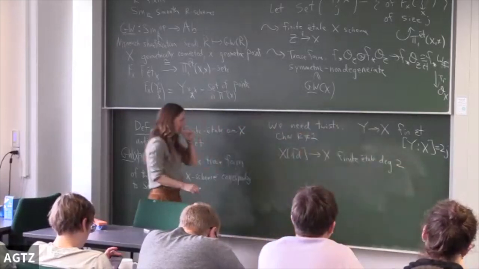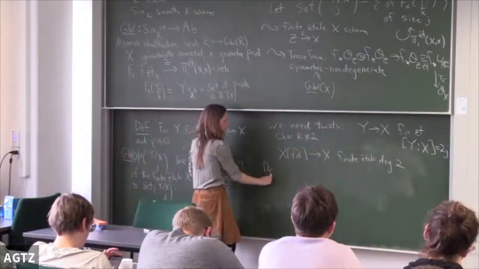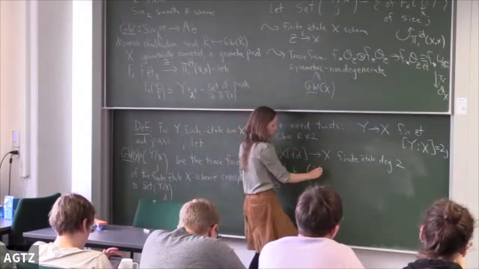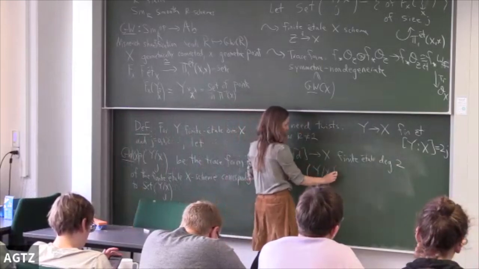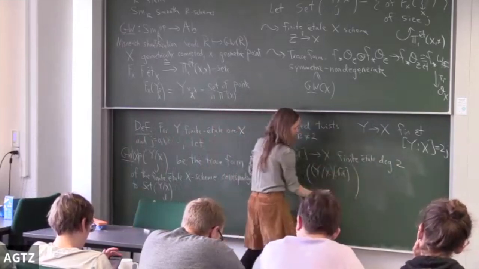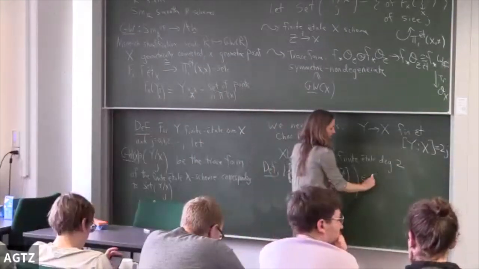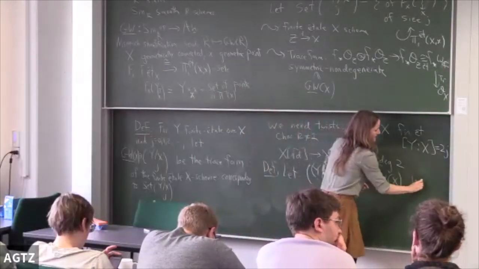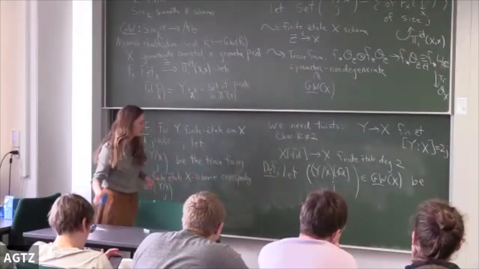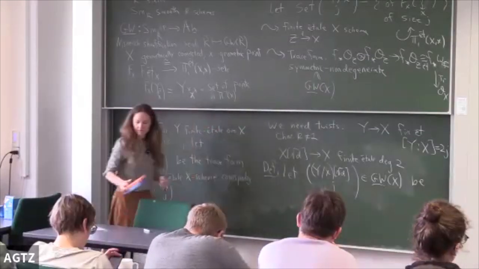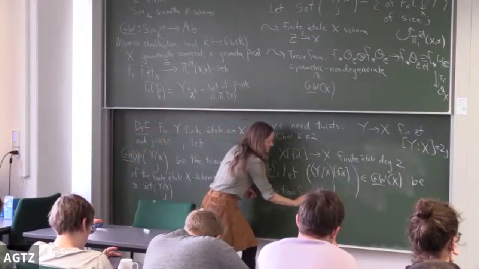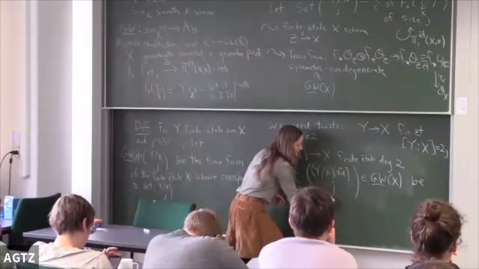Degree 2, then we're going to let the twisted binomial coefficient, y over x twisted by x adjoin the square root of d, choose j, be the trace form in GW of x, the trace form of the finite étale algebra, of the finite étale X scheme.